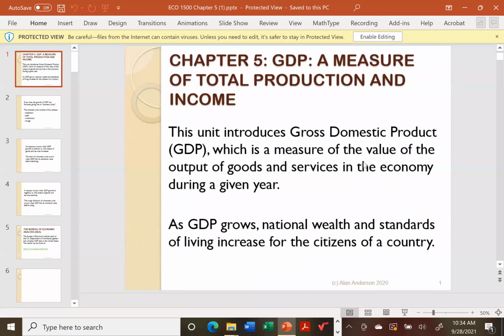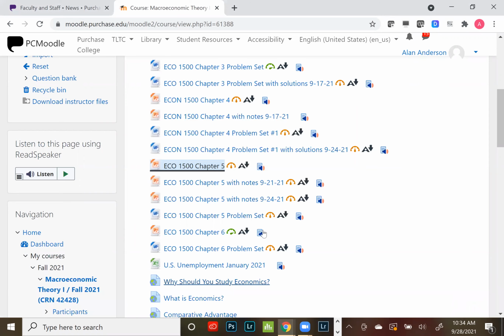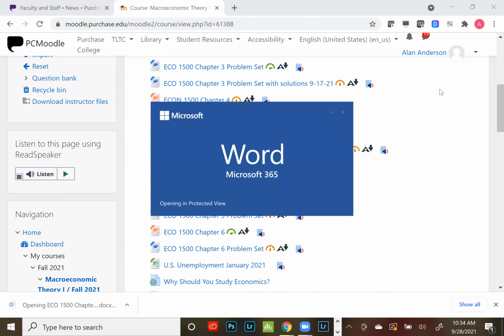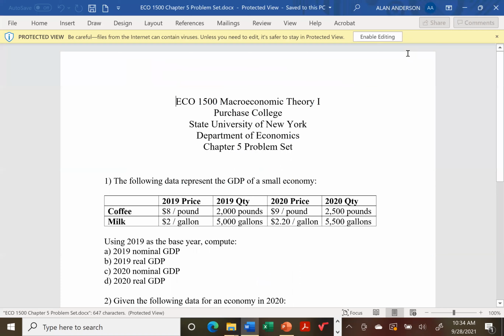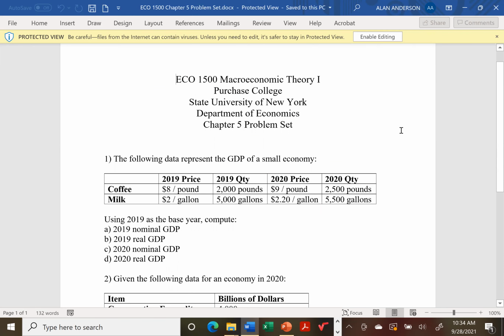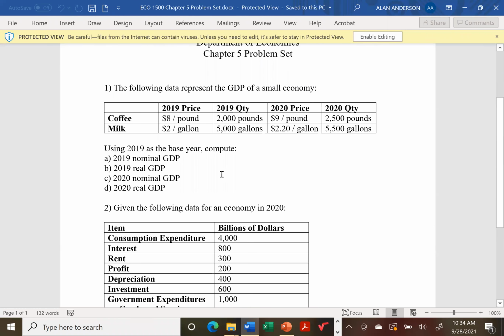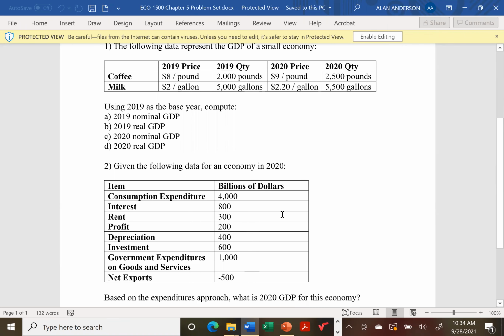Okay, so the chapter 5 problem set has us calculate GDP for a small economy. Let's take a quick look at it. So imagine a country that's so small that all they make is coffee and milk. All right, well, those are pretty good products. And so what we're going to have you do is calculate the nominal and the real GDP for both 2019 and 2020. And then we're also going to use this chart to help us calculate the size of GDP for this economy in the year 2020.